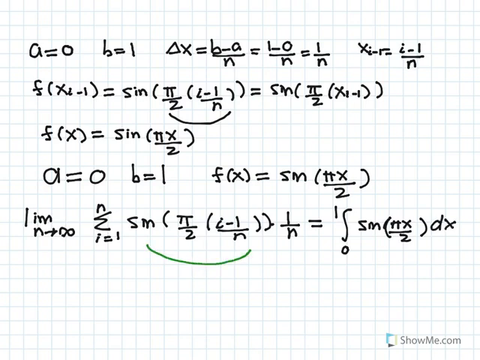So this part here is f of x_{i-1} for the Riemann sum. This is delta x. This is f of x for a definite integral, and this is dx. We've turned the Riemann sum into a definite integral. So now let's look at the second part of the question, where we want to basically change it into the integral from 0 to pi over 2 of f of x dx.